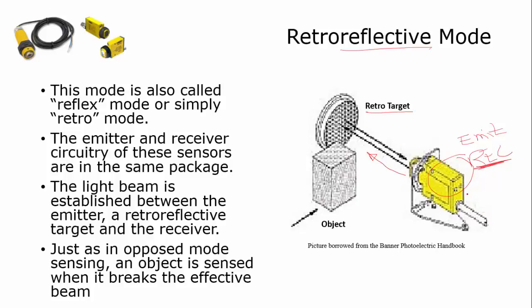So it's just like an opposed mode sensor, where you still have to break the beam because this product is going to be sliding through here or traveling through there. You have to break this beam in order for that sensor to sense. But this time you only need a reflector on one side, and the emitter and the receiver are in one housing.